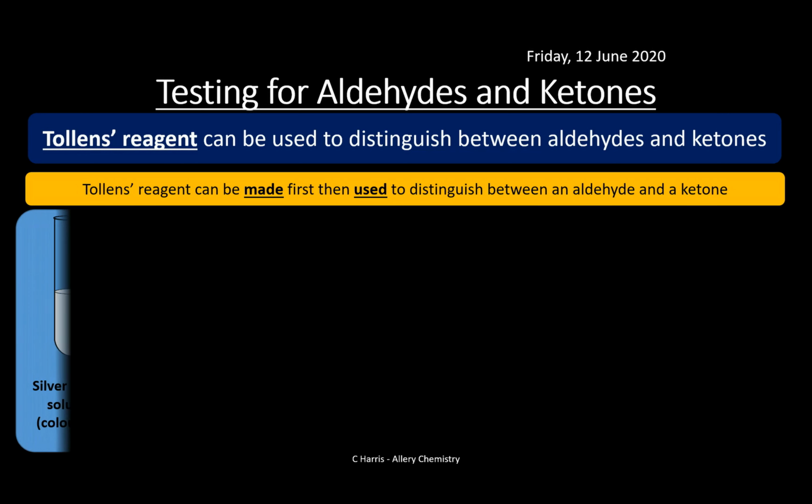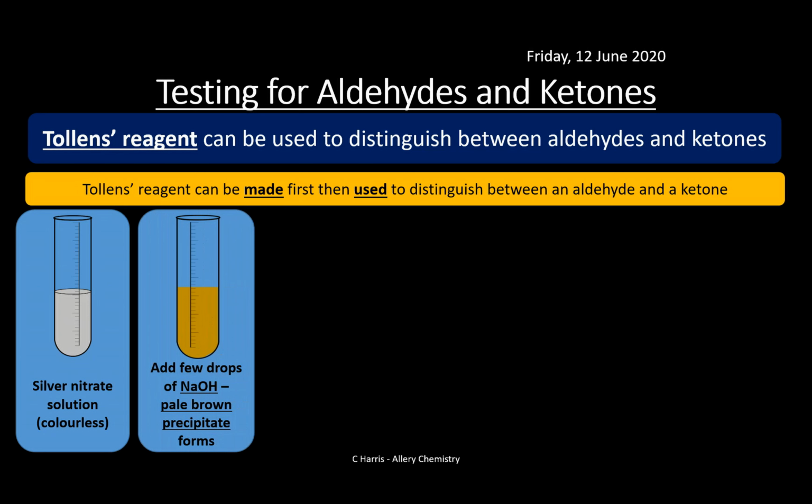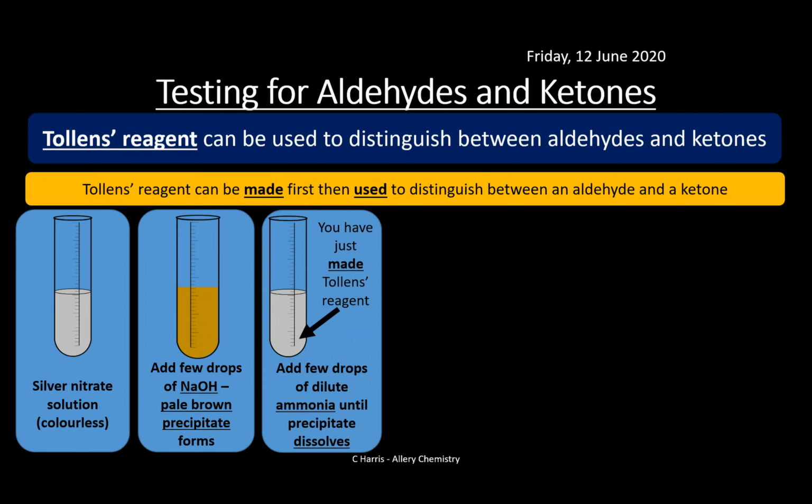So the first step in making it is we need silver nitrate solution. Now that is colourless, and that goes into your test tube, as you can see there. And then what we do is we add a few drops of sodium hydroxide to it, and we get a pale brown precipitate that forms, as you can see there. Then we need to add a few drops of dilute ammonia until that precipitate starts to dissolve. And actually our outcome is that we've made Tollens' reagent. And it's this reagent that we then use to distinguish between your aldehyde and ketone.